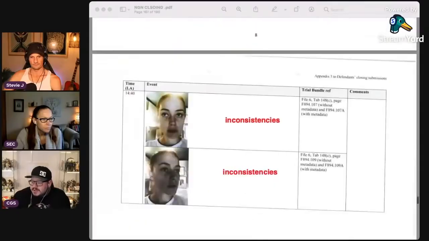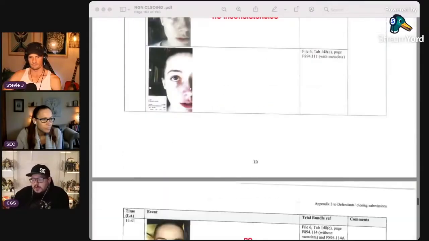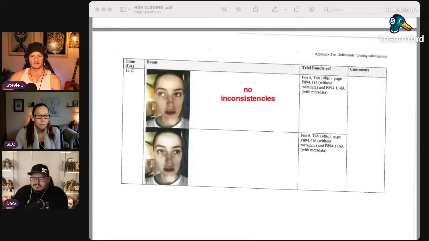I totally agree with Ashby in the comment as well. The missing photo probably looked a lot faker, which is what we were talking about, which it does. There probably are photos where she took some that don't look good, and she'll just continue doing it. It's like, why would you do that? I would be keeping so many of these photos I took.